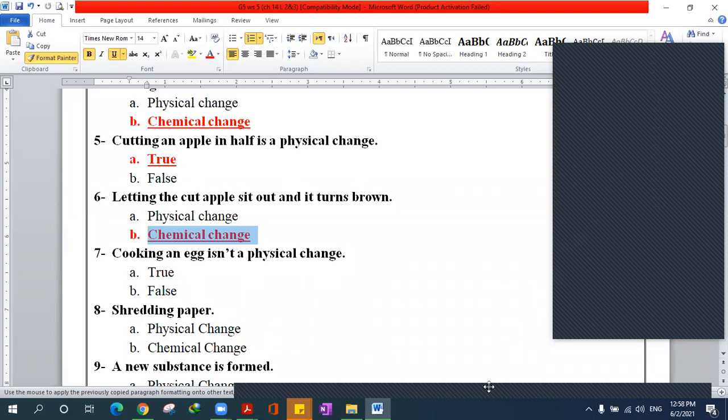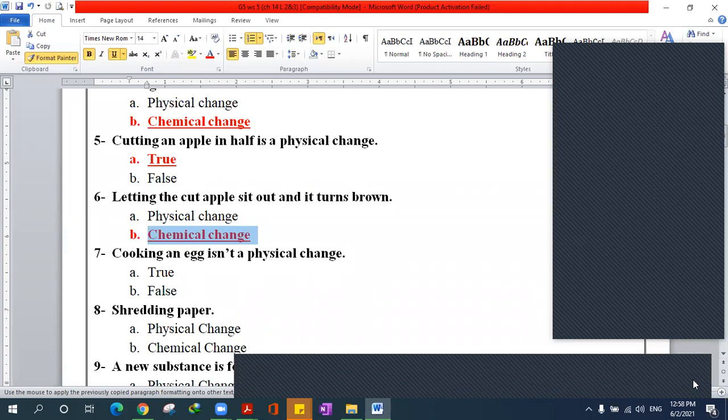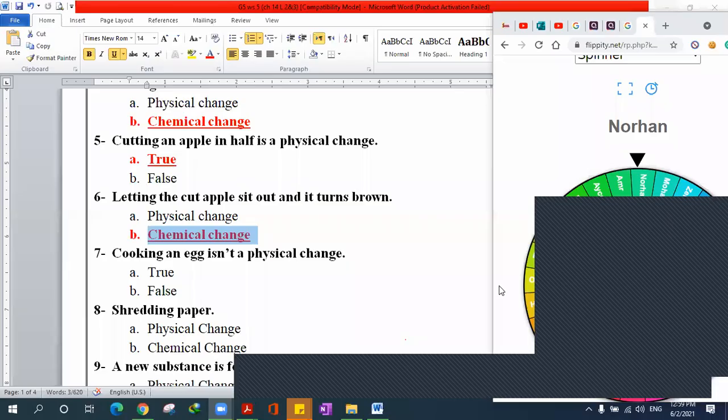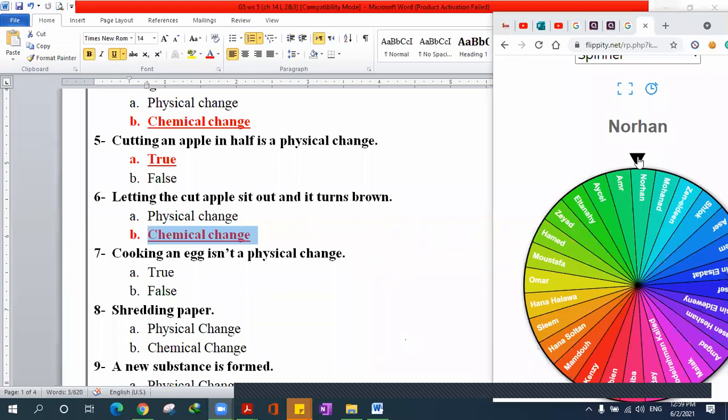Okay, let's get the wheel because Auday said that he wants the wheel. And anyway, I'm going to pick people randomly. So let's get the wheel. Just give me 1 minute. So Hamid is not here, right?